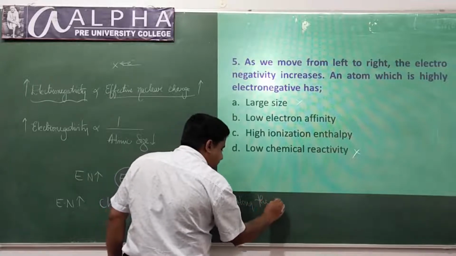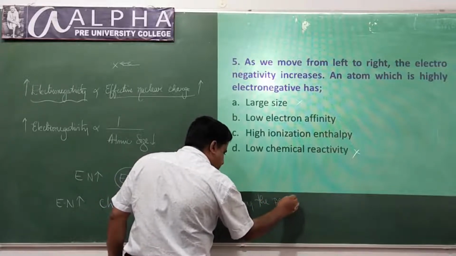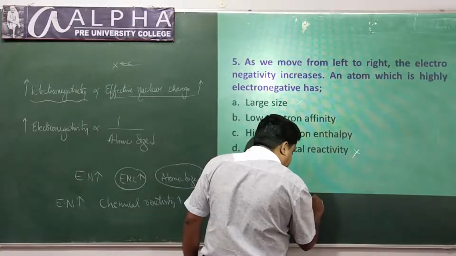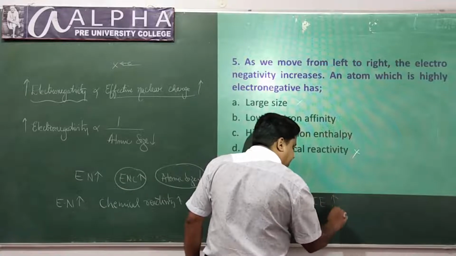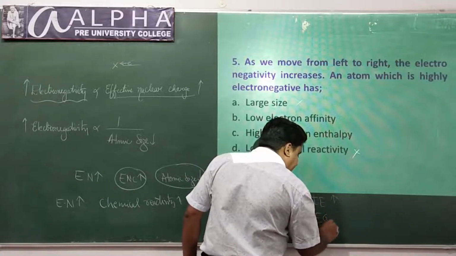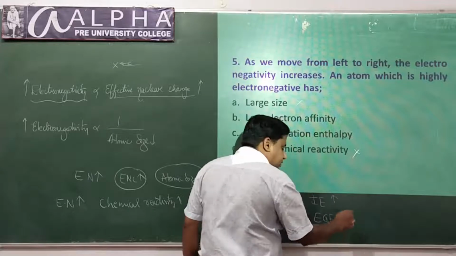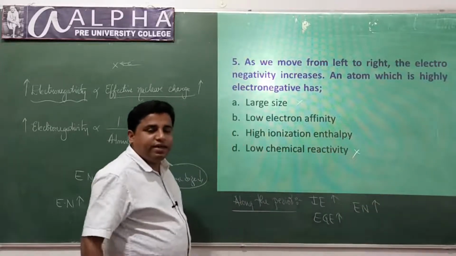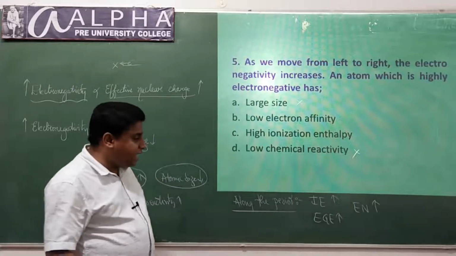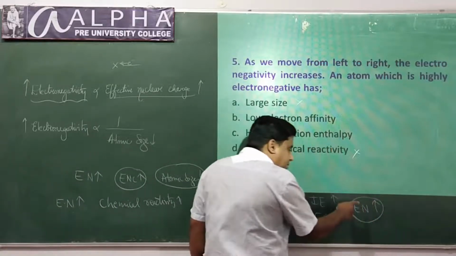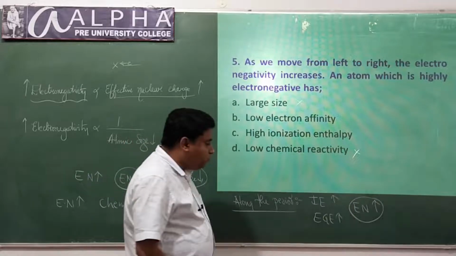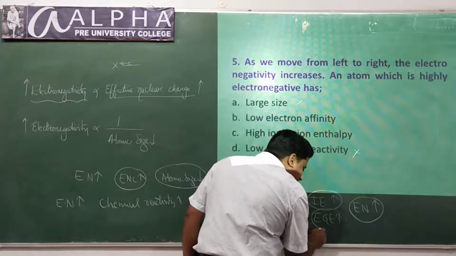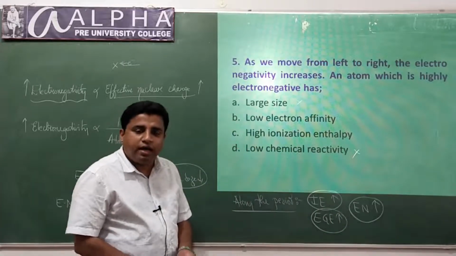Along the period, please note this point. Along the period, ionization enthalpy increases. Electron gain enthalpy increases. Electronegativity increases. All the three will increase. So an element which is highly electronegative will have high ionization enthalpy and it will have high electron gain enthalpy, isn't it? Okay, are you getting my point?